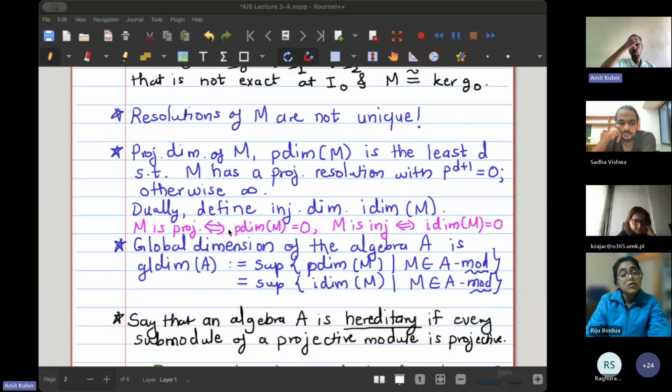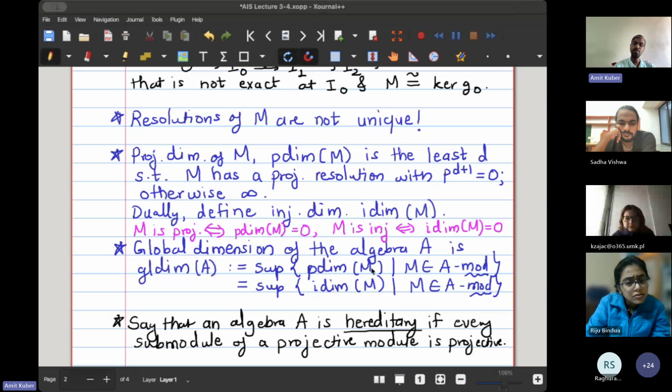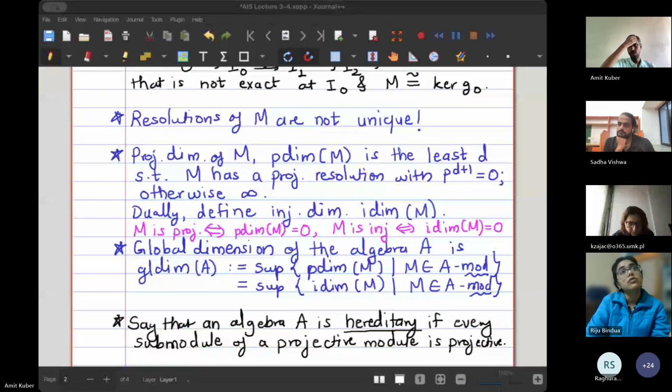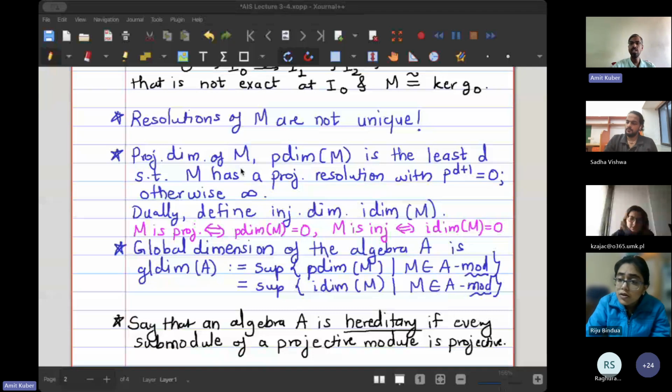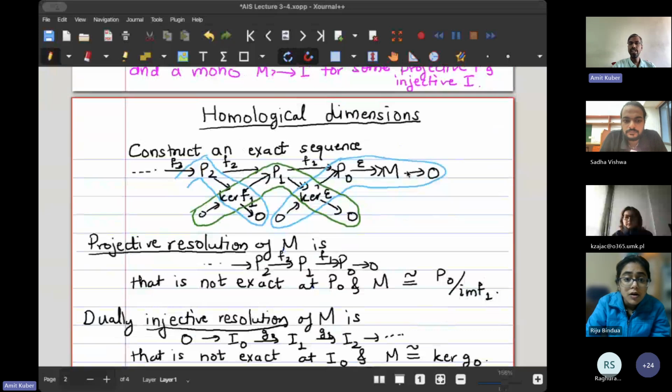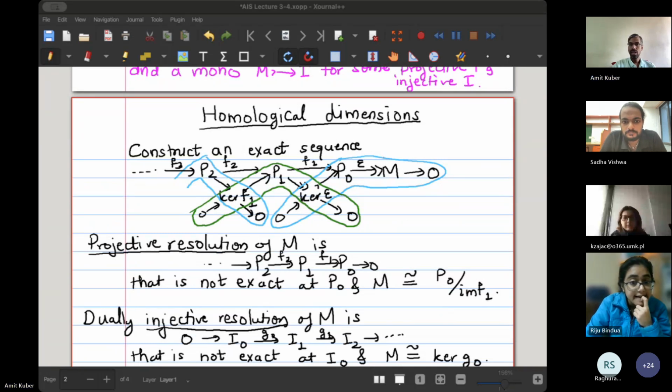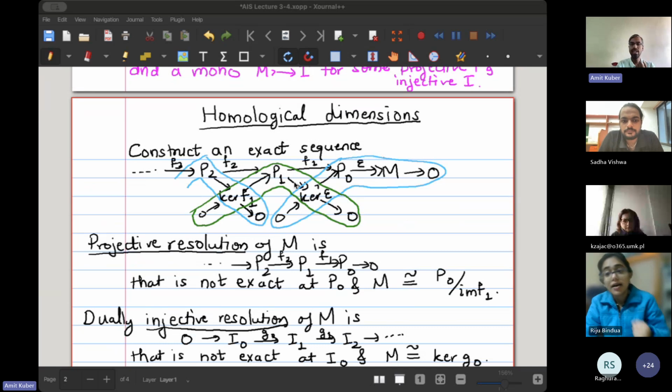Okay. So say that an algebra A is hereditary. This maybe looks like a detour. If every submodule of a projective module is projective. Okay. So basically, what will happen in this case, you look at again this sequence. I started with some M, then I got some P0, then kernel of epsilon is a submodule of P0. And because it is a submodule, kernel of epsilon itself will be a projective module, which means I don't have to go any further. I can take P1 to be kernel of epsilon and then I'm done. After that, there is nothing. So which means if this happens, then the projective dimension of M is always going to be 1 or 0. Okay, which means the global dimension is at most 1.